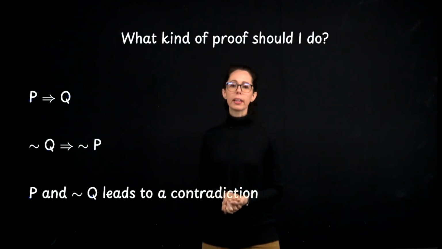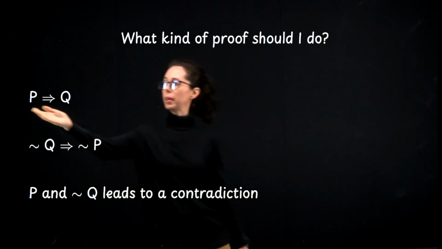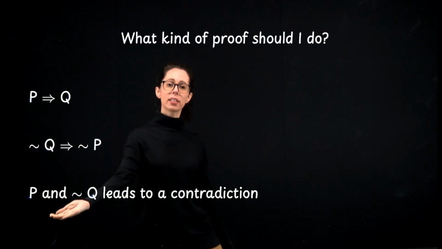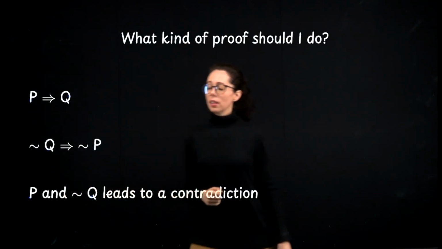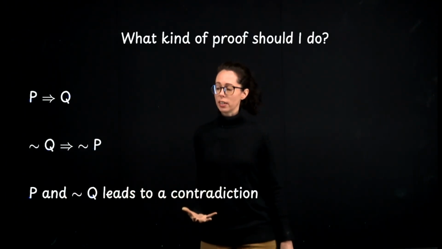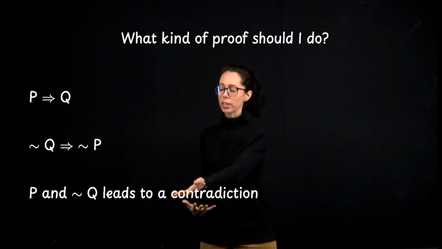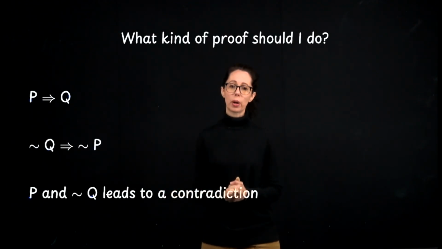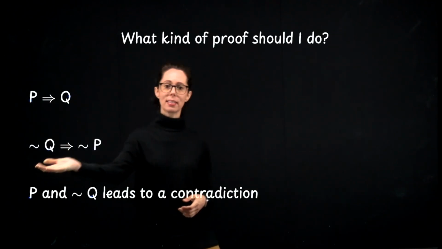Look at the similarities from where we start. So here we have P, here we have not Q, and here we have P and not Q. So in some ways, approaching a proof through the lens of contradiction, let me put it that way, feels like it gives you the most to work with because you get both this and this.